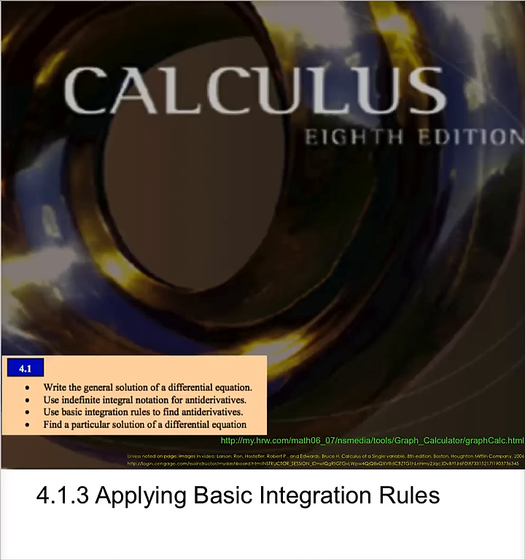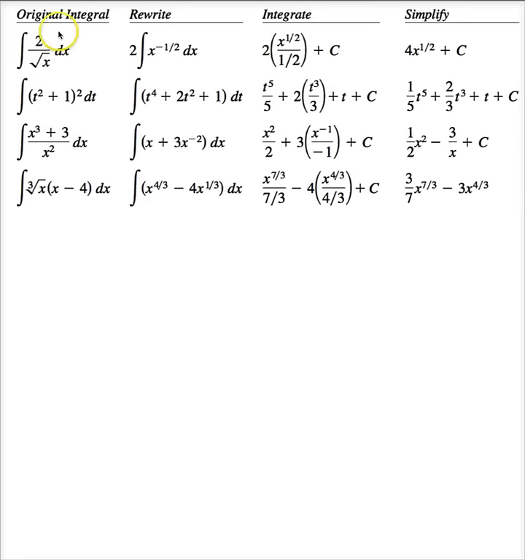Applying the basic integration rules requires a couple techniques. The first thing you might want to do is rewrite it. If you have square roots in the denominator, you're going to want to make those numbers because, of course, when we integrate x to the n, it's x to the n plus 1 divided by n plus 1, and it's easier to see if you write it as a number.